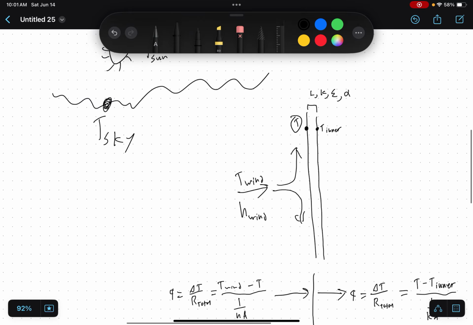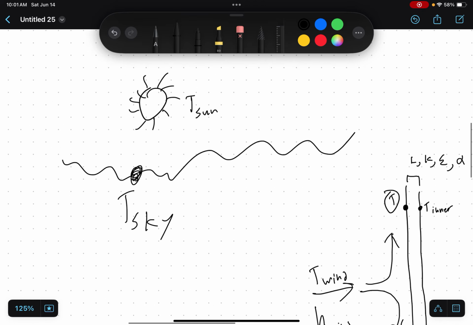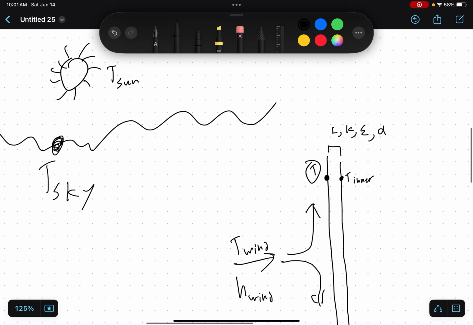All right, now we've got radiation. So we've got radiation from the sun to the window. And the sun, I think if you do the math, you get the sun's temperature is like 5,000 Kelvin. So definitely heat is going from the sun to the window.